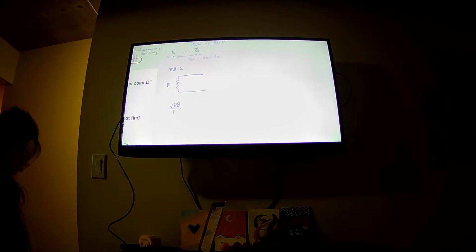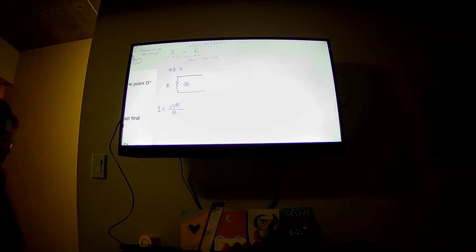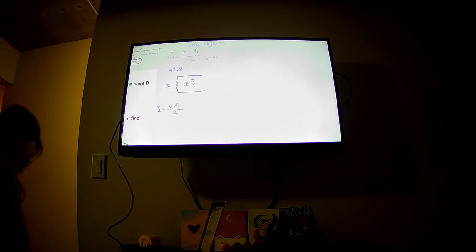VLB over R, right? We have the R in this formula, all right? So the magnetic field is going into the page, right? Sorry, Jesse, what does that say? VLB. VLB. Oh my God, I will properly write things.